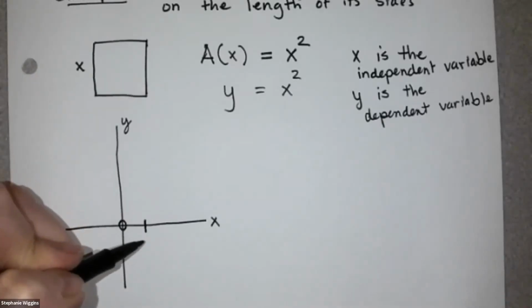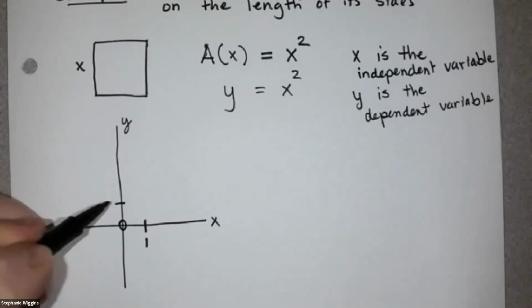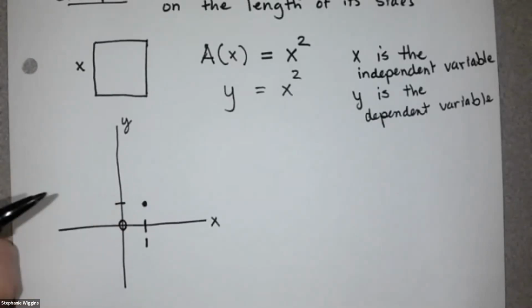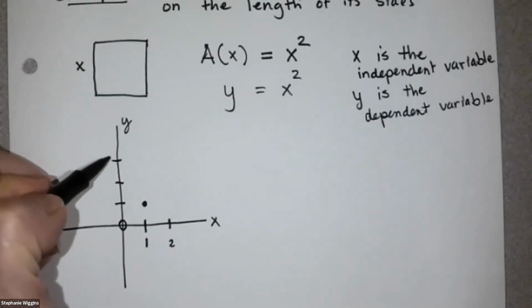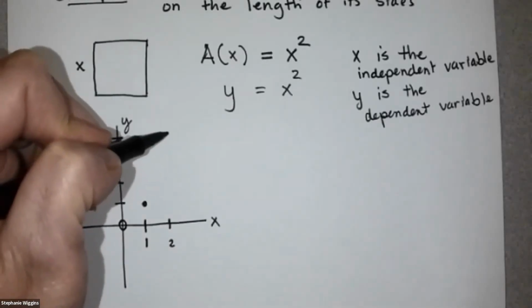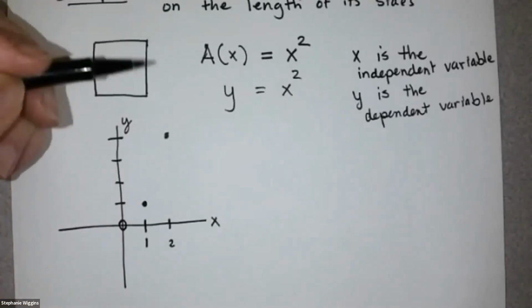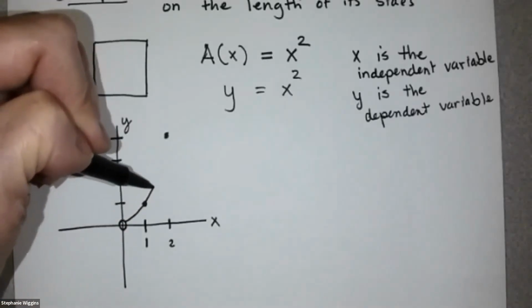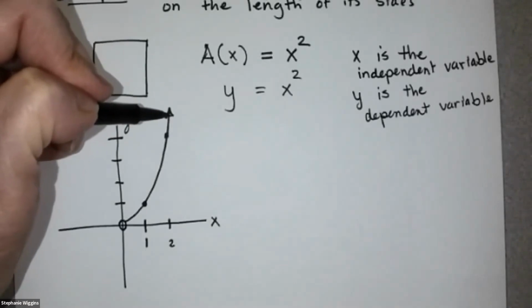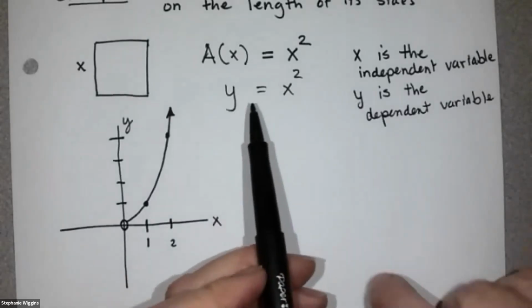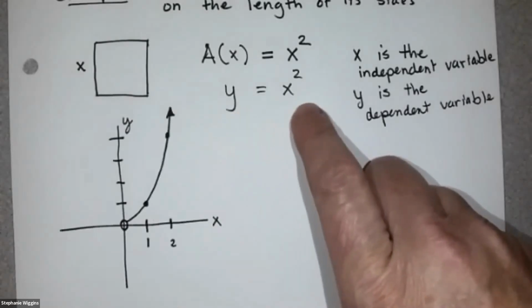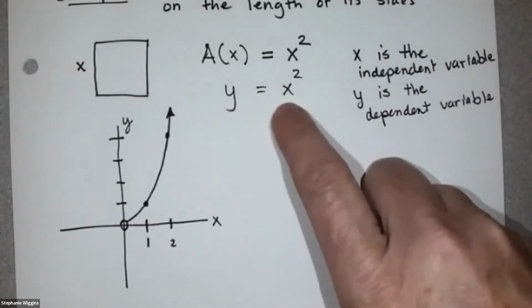So if I square 1, I'm going to get 1, right? So that's 1 point. If I square 2, I'm going to get 4. So that's another point. And so we're going to have a parabola like this. So we have two representations for our function. We have y equals x squared. This just describes the relationship between the input and the output.